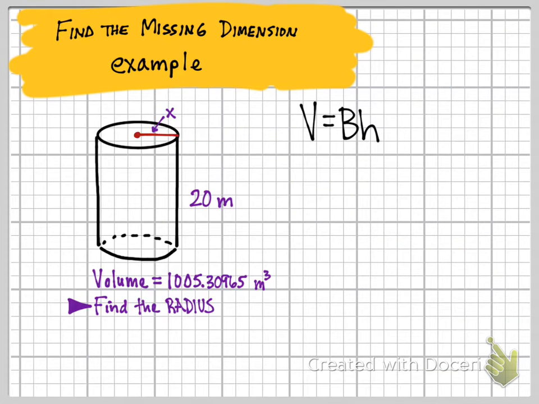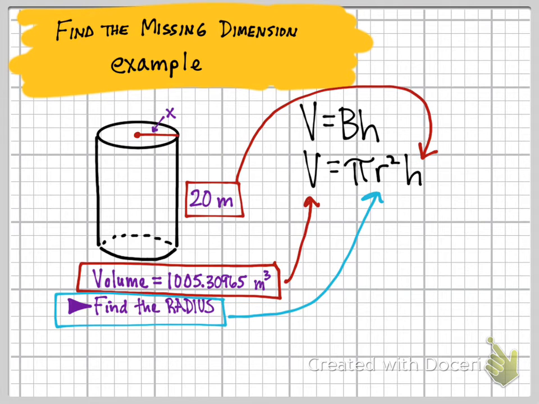In our final example, we are going to try to find the missing dimension from our cylinder. In the problem, it tells us that the height is 20. It tells us that the volume is 1005.30965 meters cubed, and they want us to find the radius. So we go to our formula for finding the volume of a cylinder. V equals capital B times H, or volume equals the area of the base times the height. And we replace the capital B with the area of a circle formula. So now we have V equals pi r squared times the height.